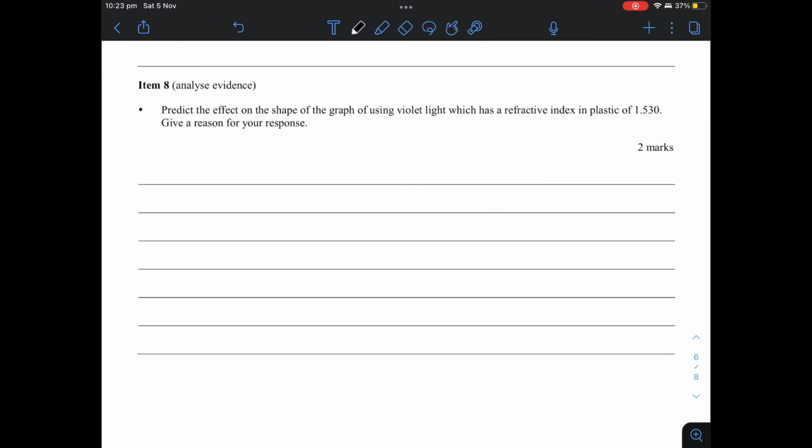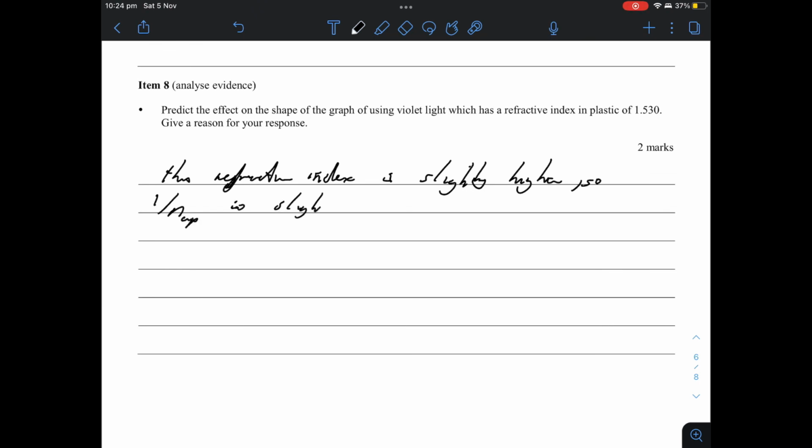Right, so I want to think about UV light. We change our refractive index to 1.53, using a different frequency from the same plastic. The refractive index is slightly higher, right? So our slope, which is 1 over that, will be slightly lower. The graph we get will be a little bit shallower, but almost imperceptibly shallower compared to what we had in our original data set.